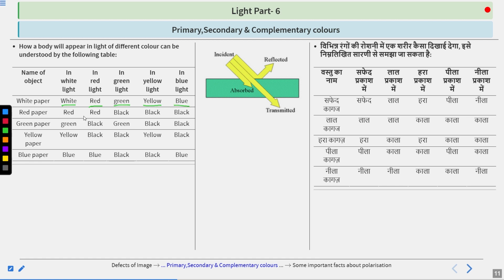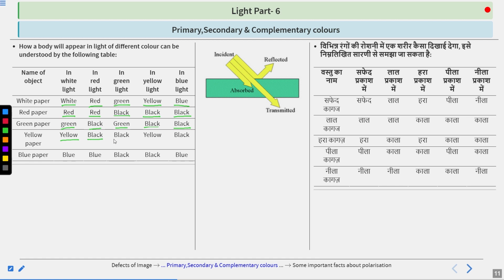For red paper, in white light, it appears red. In red light, it appears red. In green light, black. In yellow light, black. In blue light, black. For green paper, in white light, green. In red light, black. In green light, sorry, green, not black. In yellow light, black. In blue light, black. Yellow paper, in white light, yellow.